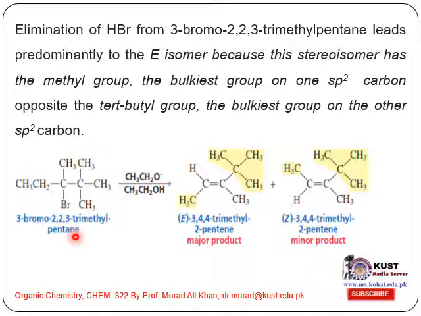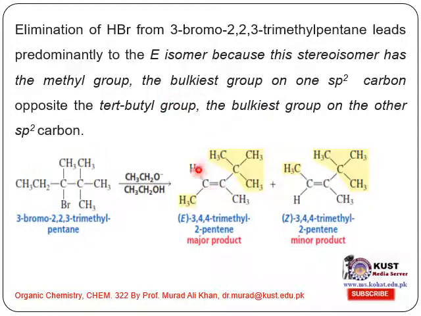3-bromo-2,2,3-trimethylpentane. When an elimination reaction occurs, there is a possibility of formation of two products. One is 3,4,4-trimethyl-2-pentene, and the other is Z-3,4,4-trimethyl-2-pentene. This is Z and this is E.